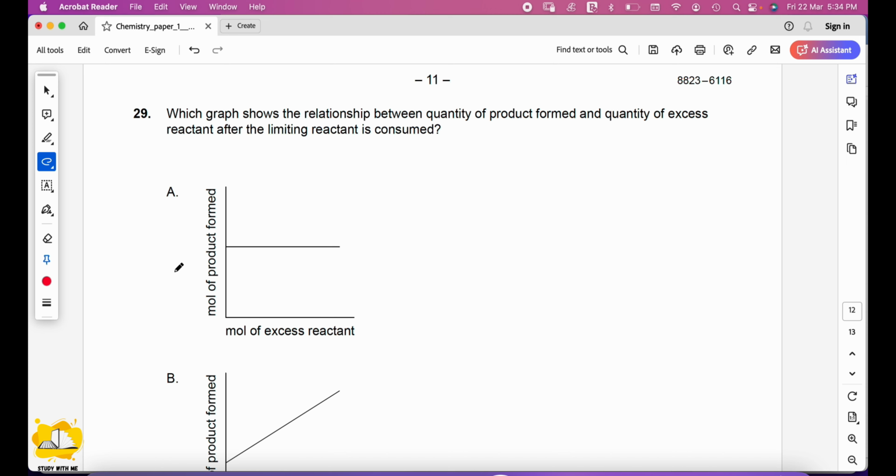And for number 29, which graph shows the relationship between quantity of product formed and quantity of excess reactant after the limiting reactant is consumed? So when the limiting reactant is consumed, the excess reactant remains in the mixture. So once there is no more reactant, the reaction cannot proceed anymore. So the answer will be A because the limiting reactant is finished, so there is no more reaction. So A will definitely be the answer.